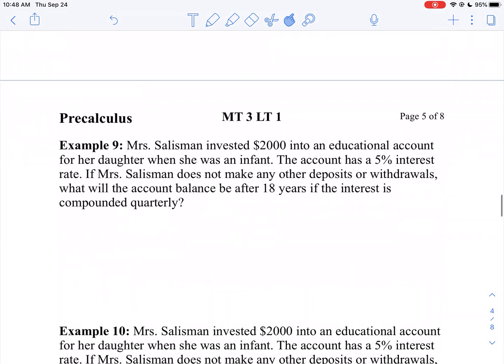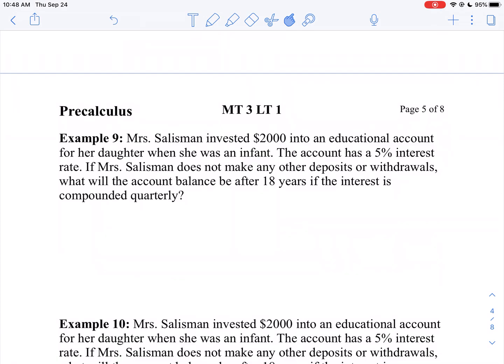So let's take a look at example 9. It says, Mrs. Salzman invested $2,000 into an educational account for her daughter when she was an infant. The account has a 5% interest rate. If Mrs. Salzman does not make any other deposits or withdrawals, what will be the account balance after 18 years if the interest is compounded quarterly? I'm going to highlight that quarterly for us.